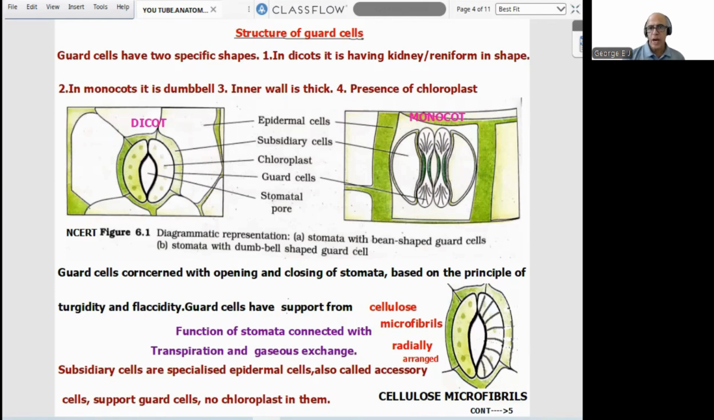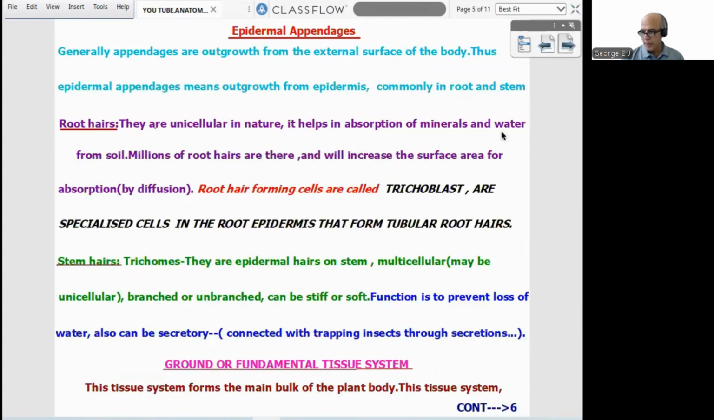Now, surrounding the guard cells, we can find subsidiary cells. Here we can find the label. Subsidiary cells are specialized epidermal cells, also called accessory cells, that support guard cells. Subsidiary cells have no chloroplast in them. But guard cells have chloroplast in them, subsidiary cells no chloroplast. I think the idea is clear. Now we have to proceed to the last component, that is epidermal appendages.